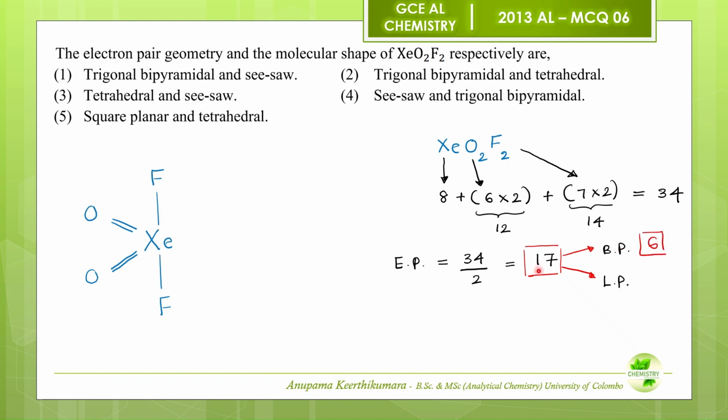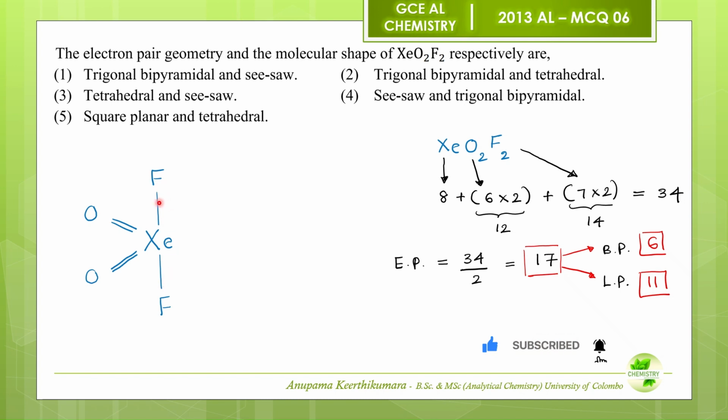There are 17 electron pairs in this molecule and we have assigned 6 bond pairs. Therefore, we have to assign 11 lone pairs. Now we will assign these 11 lone pairs around these terminal atoms. We must give octet to the 2 fluorine atoms and these 2 oxygen atoms. First, we will give octet to the highest electronegative element, fluorine.